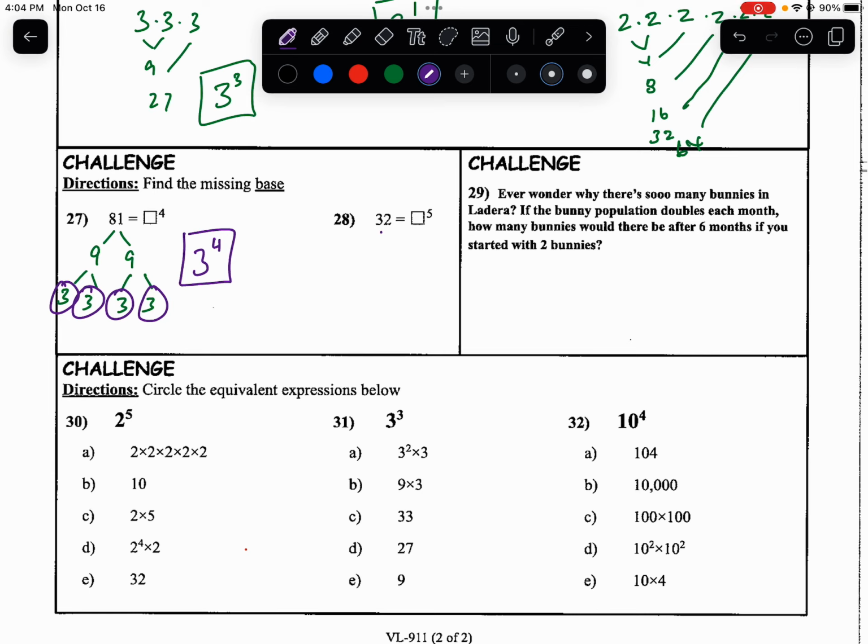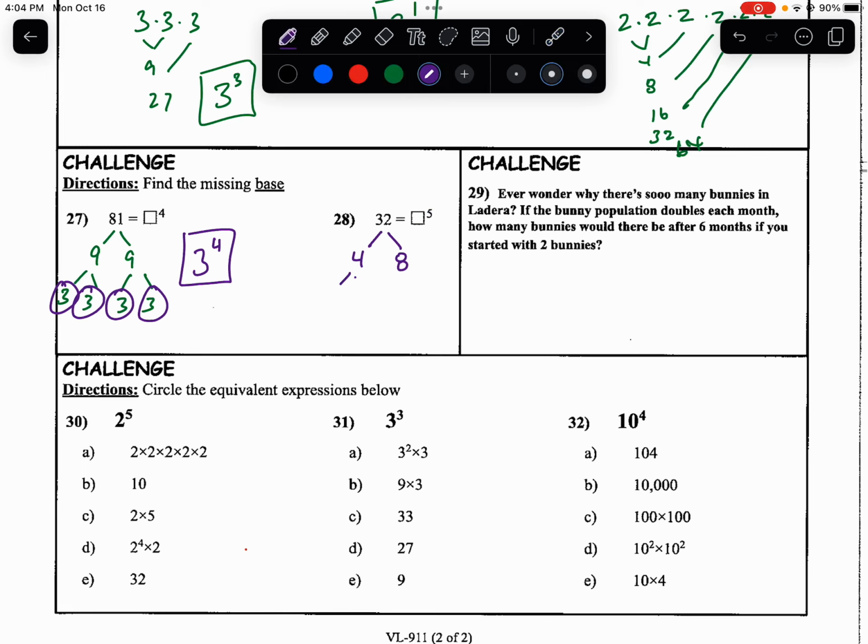Let's try that with 32. What can we divide 32 by? Well, 4 goes into 32. We can say 4 and 8. 8, 16, 24, 32. Yep, 4 and 8. Now that doesn't quite help us because it's what number times itself 5 times.